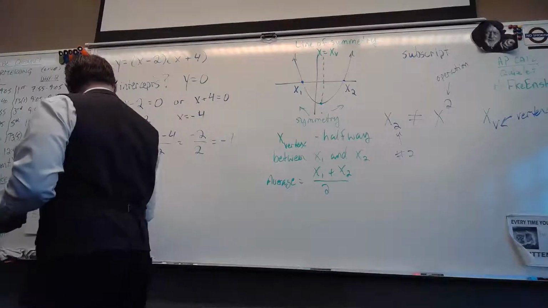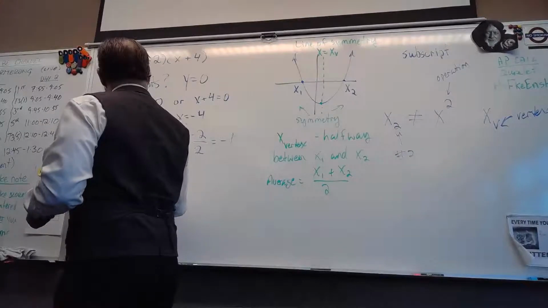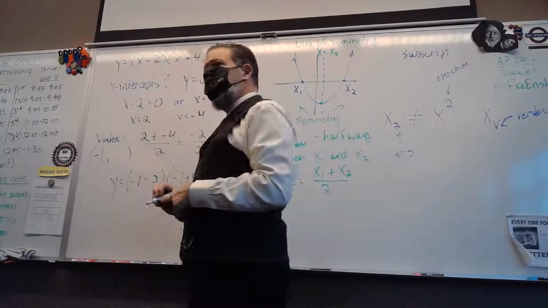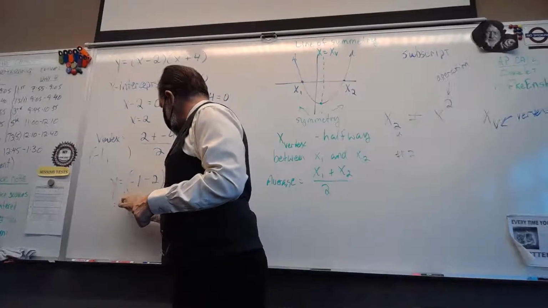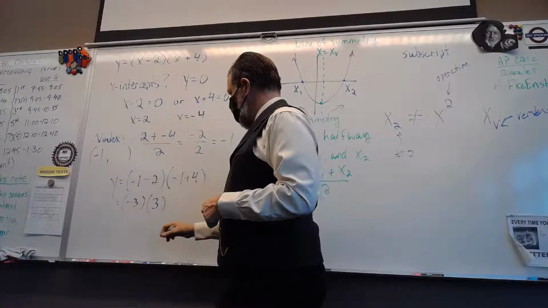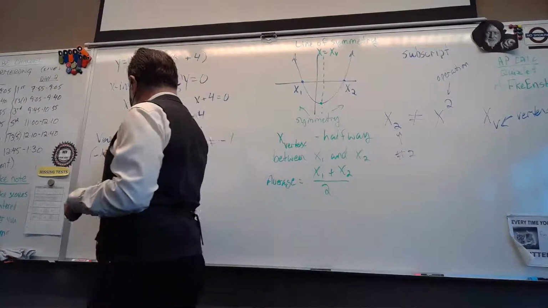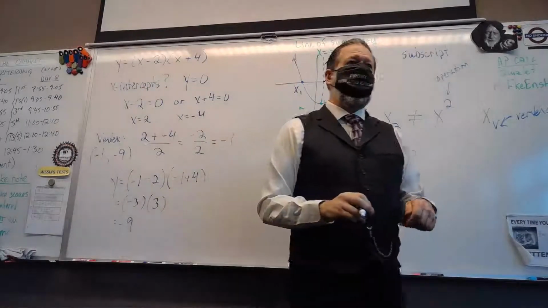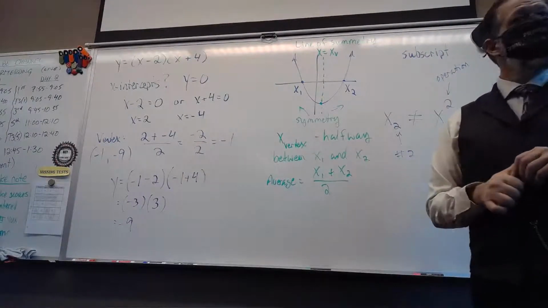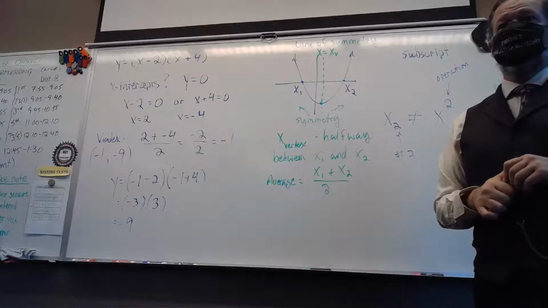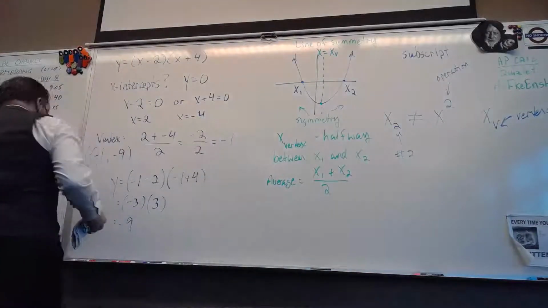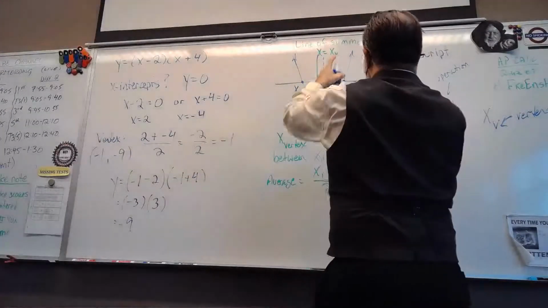So let's find the y value. Y equals -1 minus 2 times -1 plus 4. Well, that's -3, and this is +3. And so this is -9, which means that the vertex is at -1, -9. And now I can graph this parabola. So let's make ourselves some graphing room.